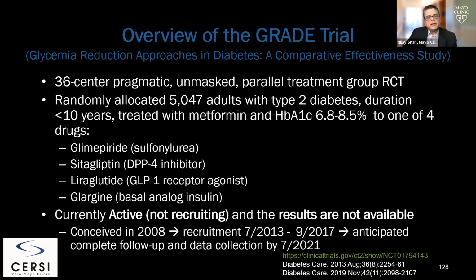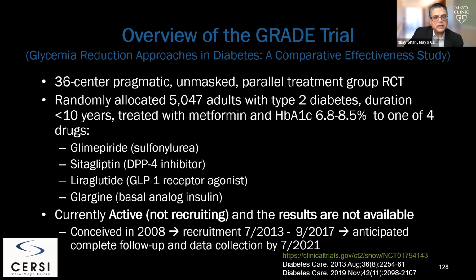The second study I'll talk about a little bit is the GRADE trial. The GRADE trial is the Glycemia Reduction Approaches in Diabetes. It's a comparative effectiveness study. It's a 36-center pragmatic unmasked parallel treatment group trial. It randomly allocated 5,000 adults with type 2 diabetes with an A1C of 6.8 to 8.5%. And I'll come back to that in a moment. That becomes important as we are trying to emulate this trial.